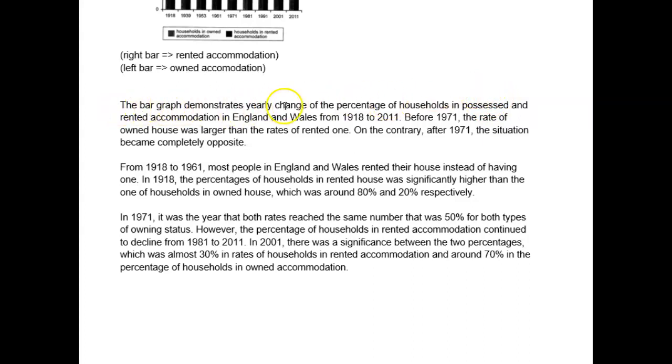The bar chart demonstrates the proportion of owned versus rented homes in England and Wales from 1918 to 2011. Okay, so instead I changed some other words around. I changed accommodation and I made it homes, and then I left owned as it was. So I think that's fine.